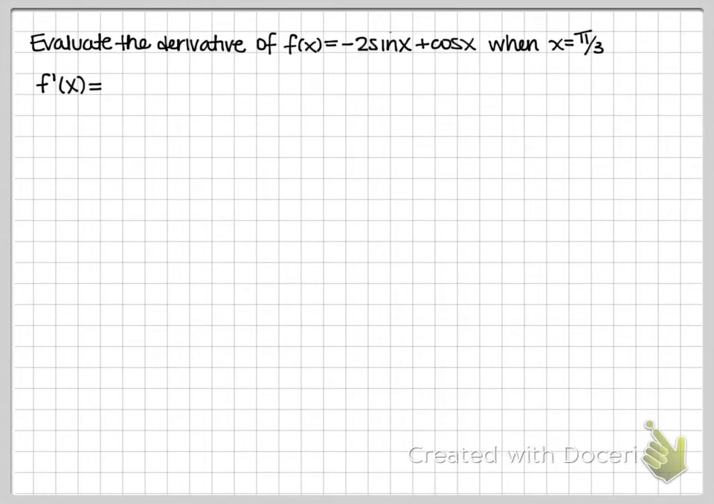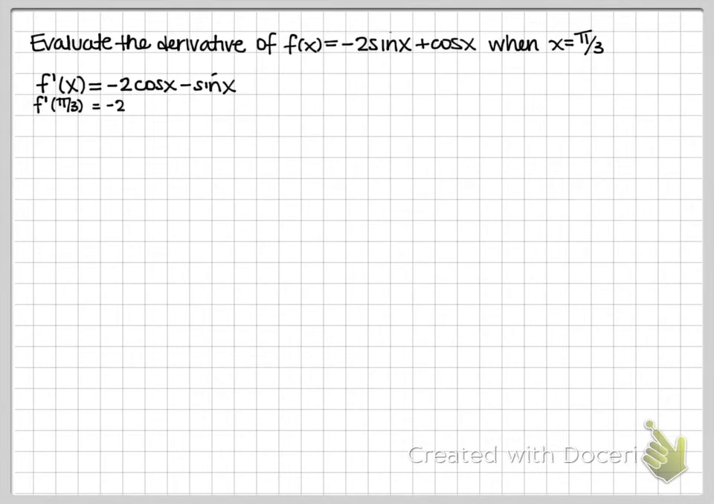So if I have negative 2 sine x, the derivative of sine x is cosine x, so I get negative 2 times the derivative, which is going to be cosine x. Then for the next part, I've got cosine x. Well, the derivative of cosine x is actually negative sine x. Okay, so there's my derivative. Now what I want to do is evaluate that at pi over 3. So all I'm going to do is plug in pi over 3 to these things.